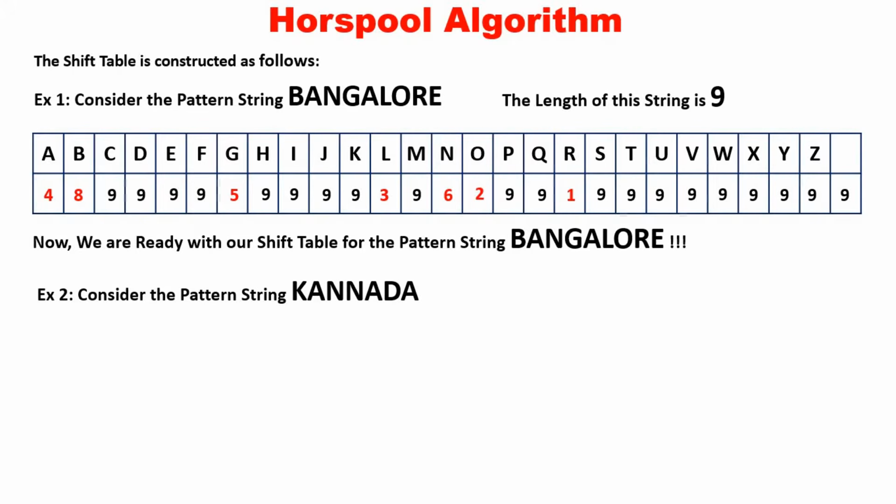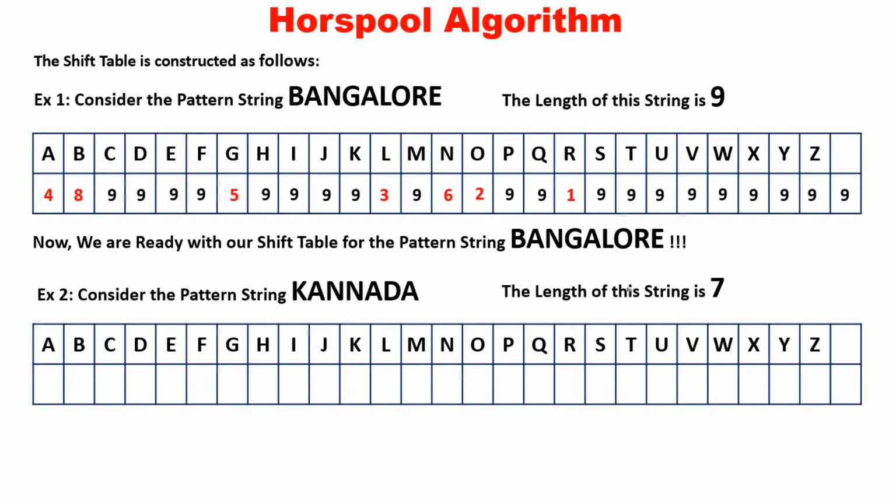Consider the pattern string Kannada. So how many characters are there? 7. Therefore the length of the string is 7. Same 27 characters in the shift table. Now all the 27 characters should be initialized to 7. Very simple first step. All of them are initialized to 7. Now see the pattern string. First character is K. How many characters are there in front of K?